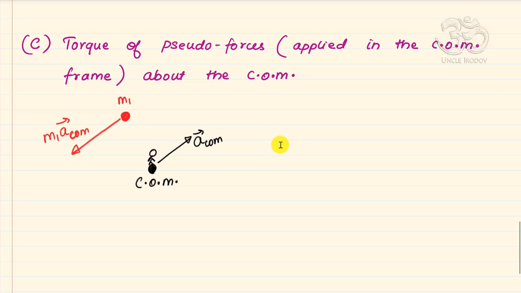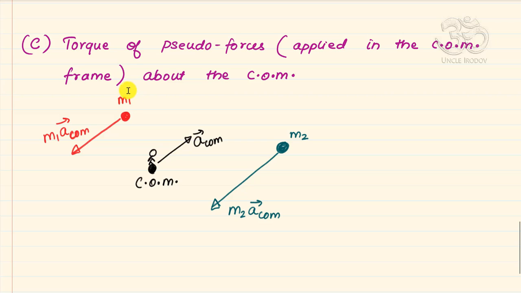There is going to be another particle somewhere here, maybe that was the second particle, m2, and this observer is going to apply a pseudo force on this m2 also, that is probably in the reverse direction. So this is m2 times a center of mass, and so on. And this will happen for all the n particles which we have in the 3D region, which make up the system whose center of mass is this. So I'm just talking about those n particles here.